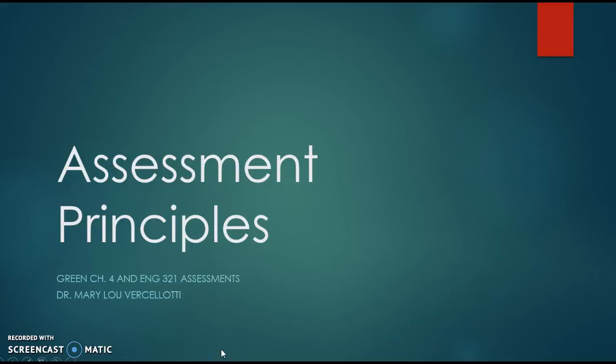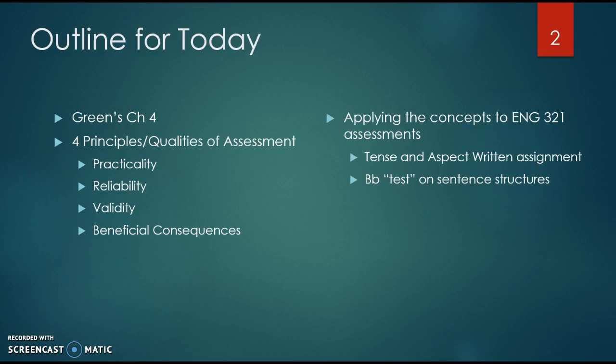Hi, Dr. Versalati here, and I wanted to talk about Green Chapter 4 and use that to think about the English 321 English Linguistics assessments that we did for Assignment 1. So we're going to review these principles by applying them.